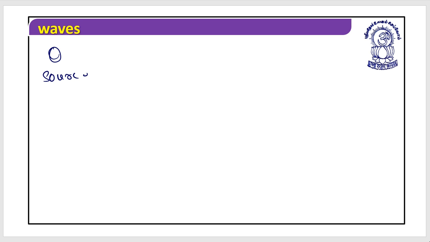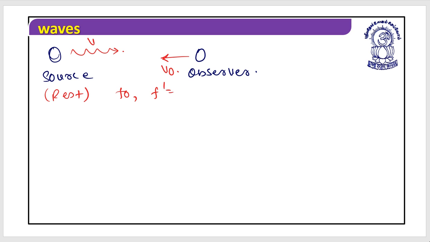It says this is the source and this is the observer. Now suppose the source is at rest and the observer is moving in this direction. This is v0, and as the source speaks, this is the velocity of the sound wave. The original frequency is f0. We are interested in f'. How will we do this? First, write down the standard formula: f' = f0 × (v ± v0)/(v ± vs). I hope this is clear.